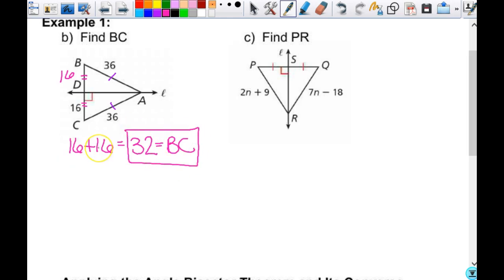That is the segment addition postulate. Yes, you have to show that work. That shows where it came from, because there's not a 32 on that picture at all. Okay? Process, process, process, process.